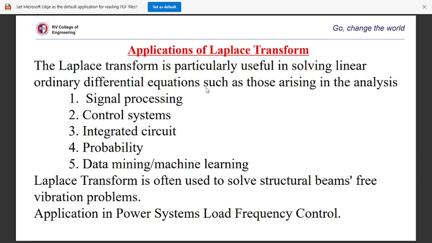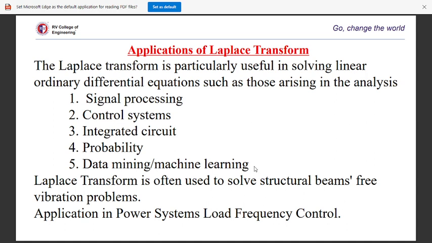In a similar way, the Laplace transform can be used in many engineering fields. Among those fields are signal processing, control systems, integrated circuits, probability theory, and also it can be used in data mining or machine learning.